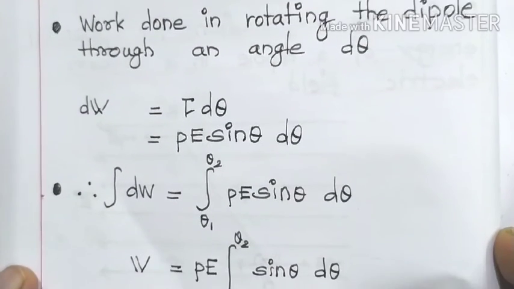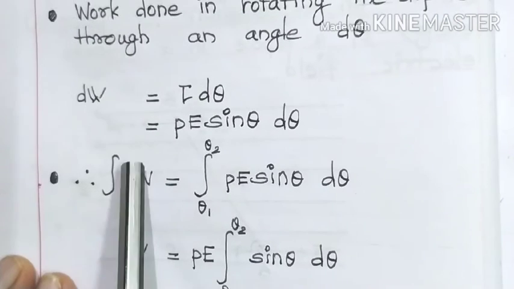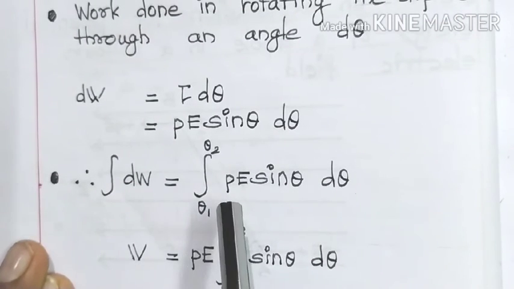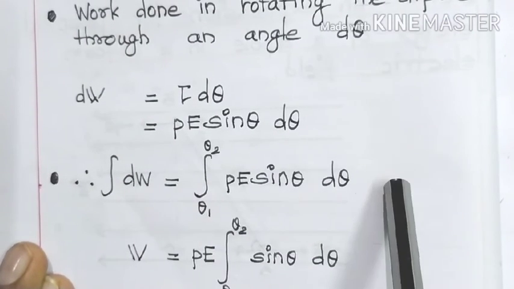Now let us integrate it. So integration of dW is equal to integration of pE sin theta d theta.